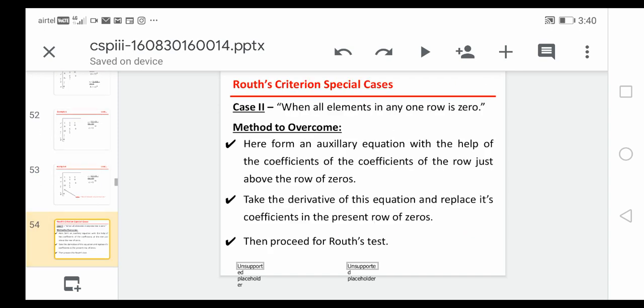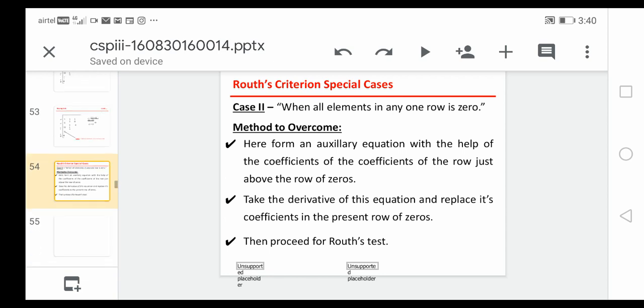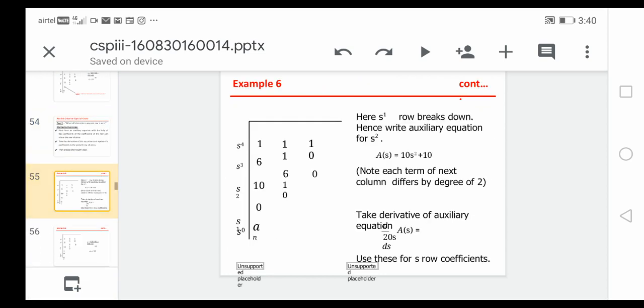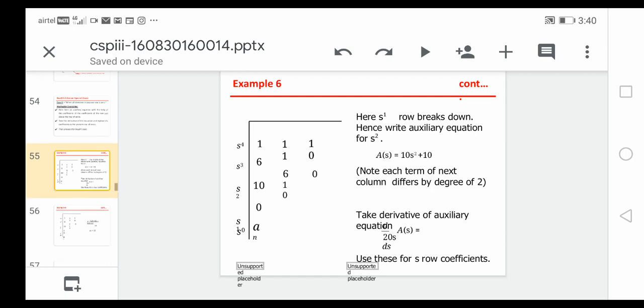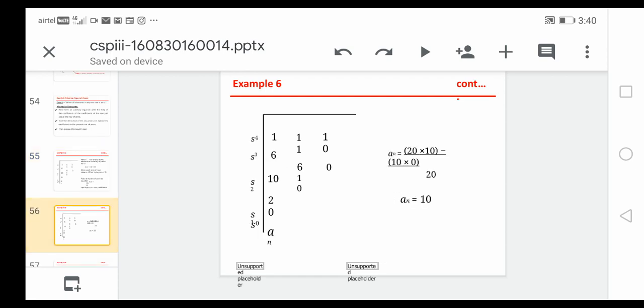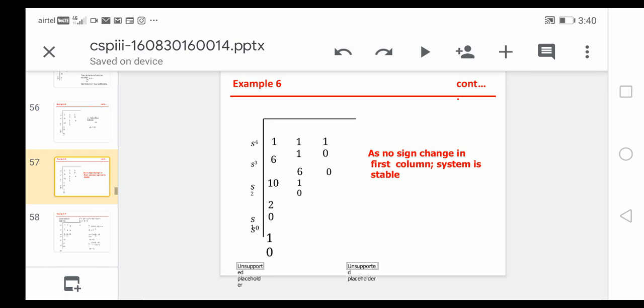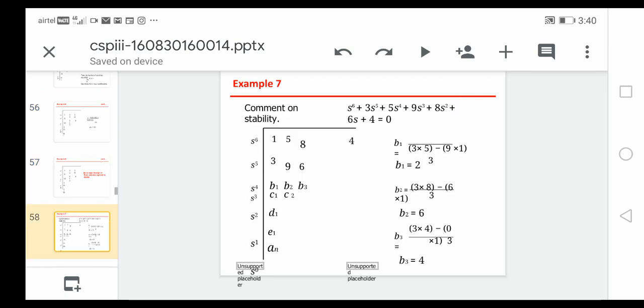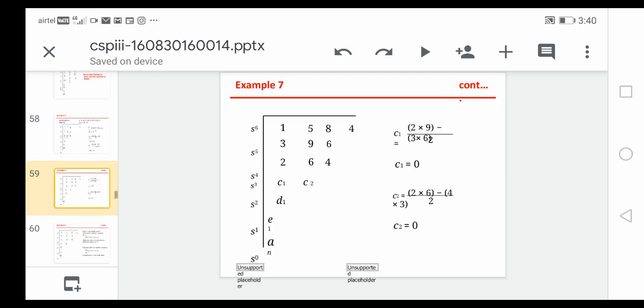Case 2 is when all the elements in a row are 0. Then you need to write down the characteristic equation. How do you write it? Here the s power 1 row is 0 0, so you write the s square row, 10 into s square plus 10, and apply differentiation, and then you get the s coefficients. Like this, as there are no sign changes in the first column, the system is marginally stable.